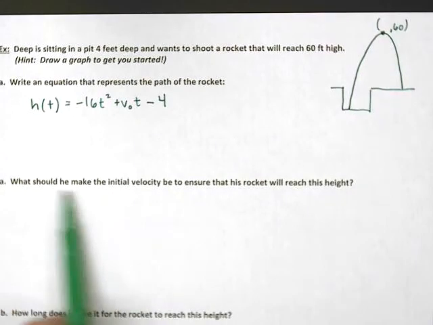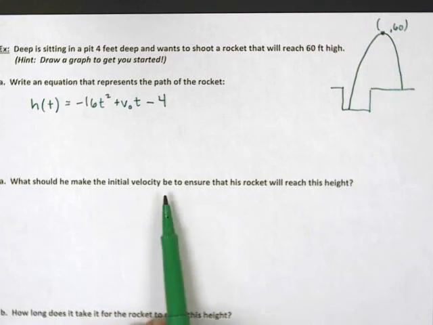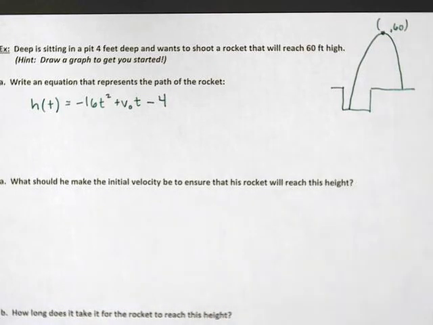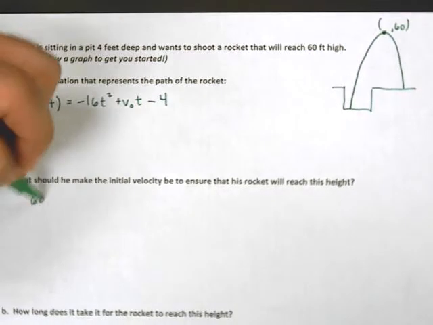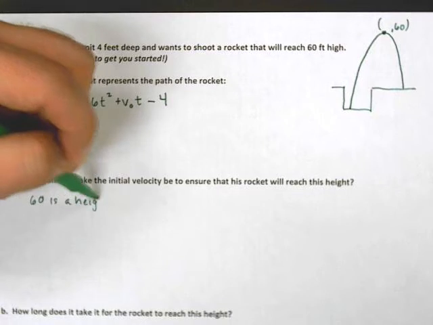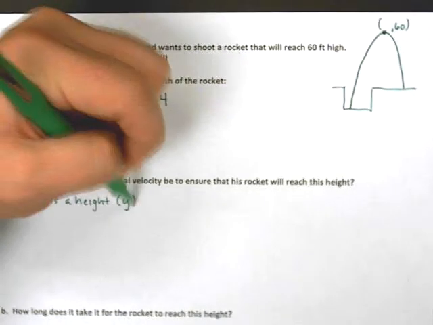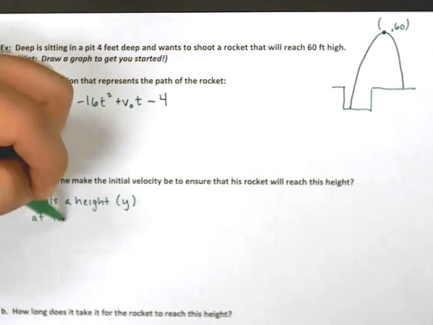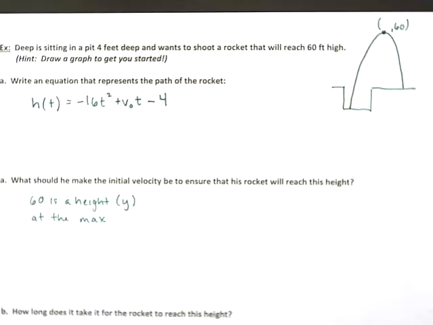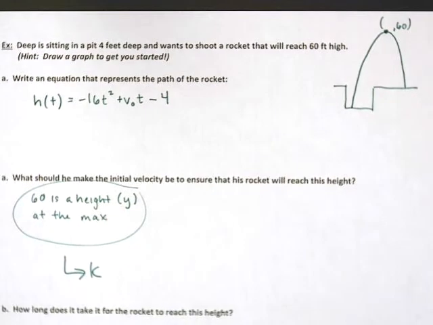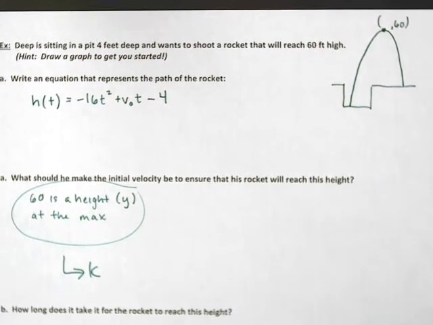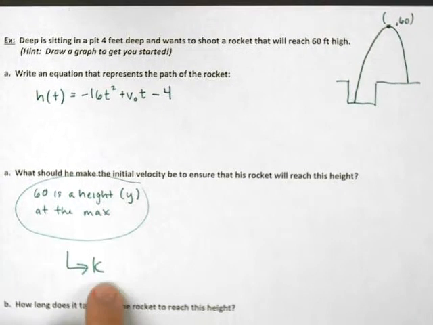In the next question it asks, what should we make the initial velocity to ensure that the rocket will reach 60 feet? Well, think about this. At 60 feet, this will be the maximum, and 60 is a y value, a height, at the max, which means I want the k value. I need the k value to equal 60. So we're going to work a little backwards here.